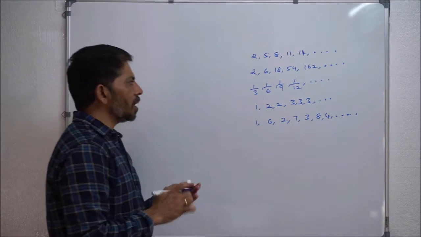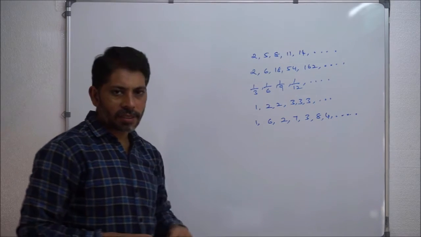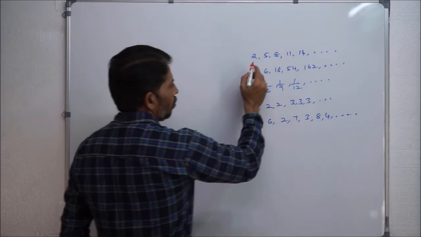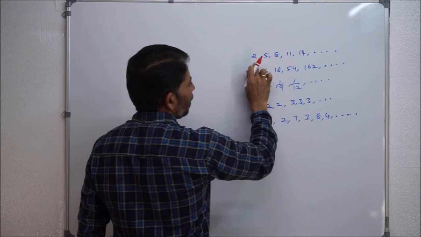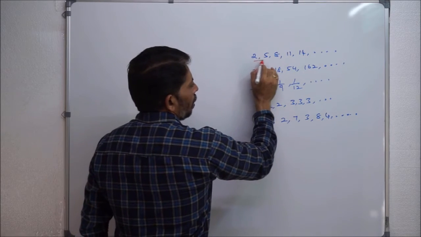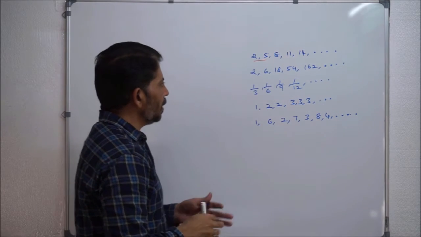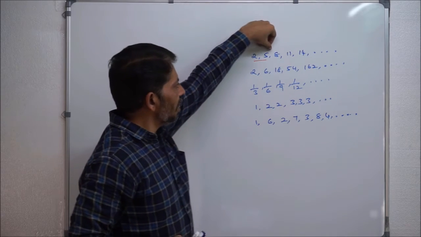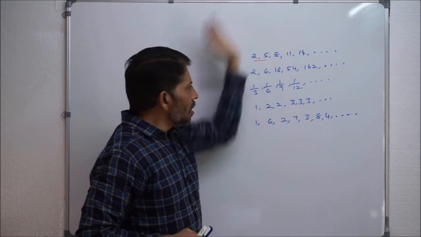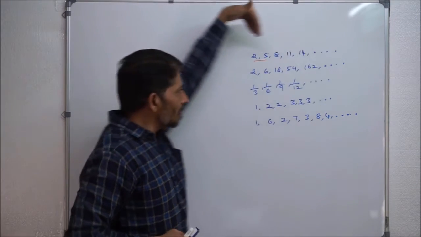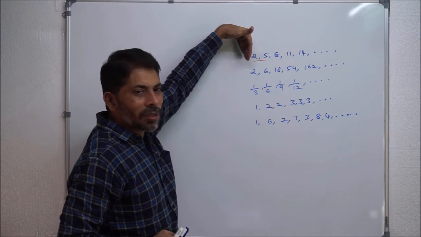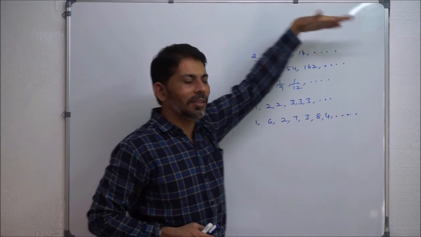Now if you observe these 5 sequences, what is happening here? There is 2 to 5. So here 3 increase, here 3 increase, here 3 increase. So this sequence is progressing according to a definite rule.